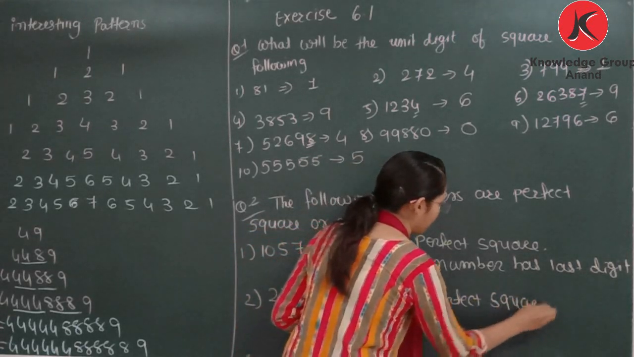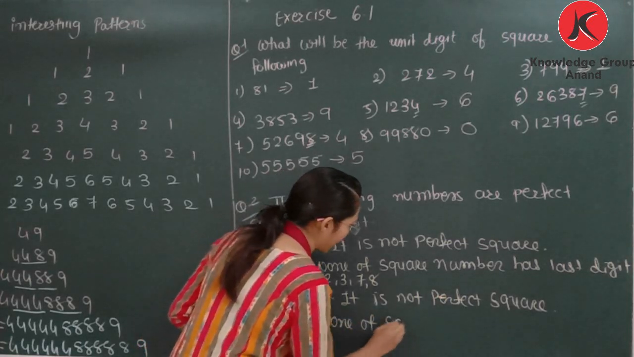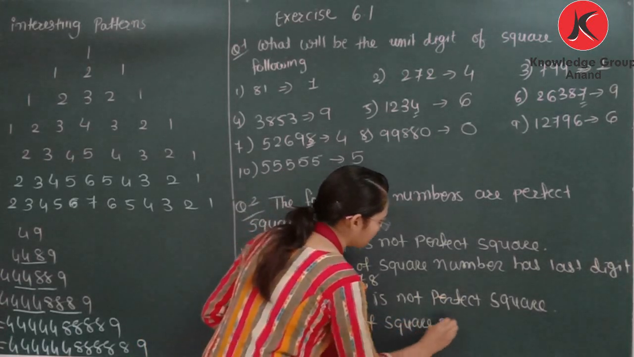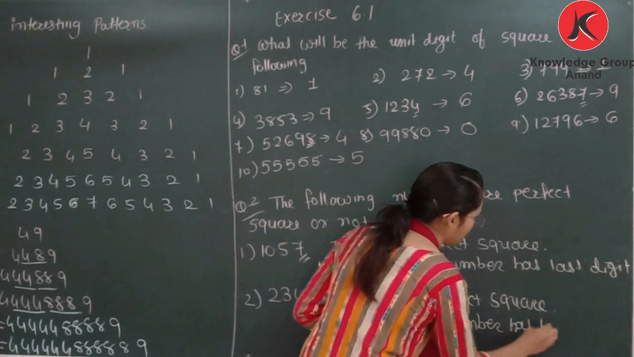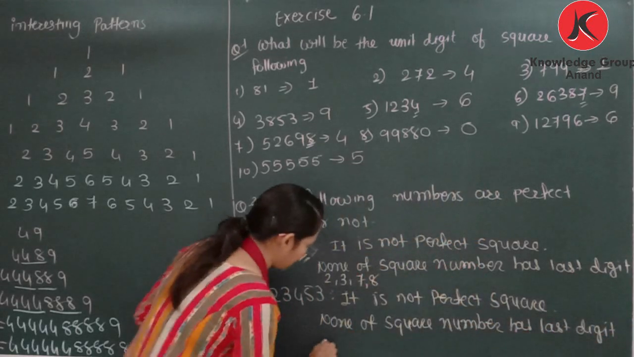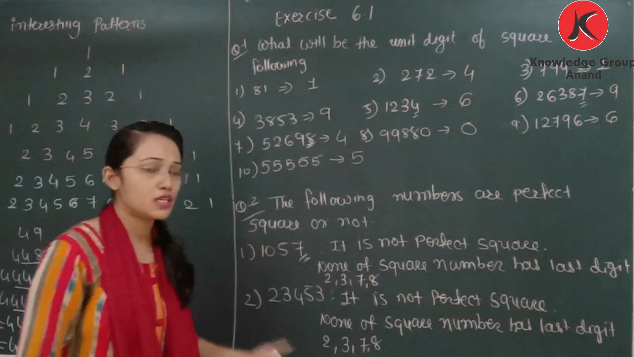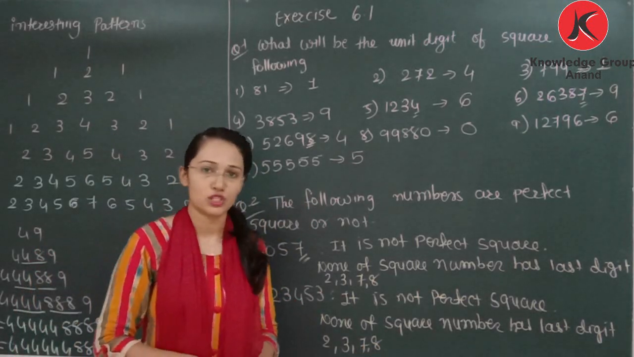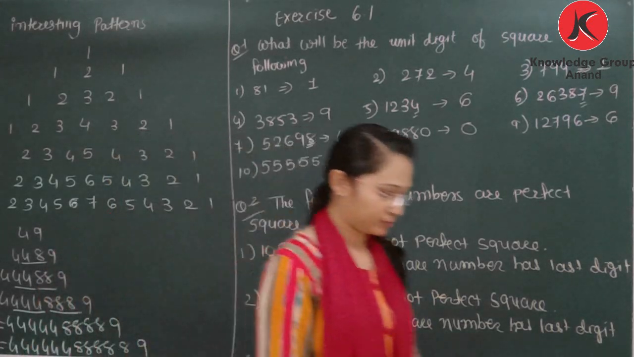Reason is same. None of the square numbers has last digit 2, 3, 7, 8. Clear? This way you can find whether the number is a perfect square or not by only observing the last digit.